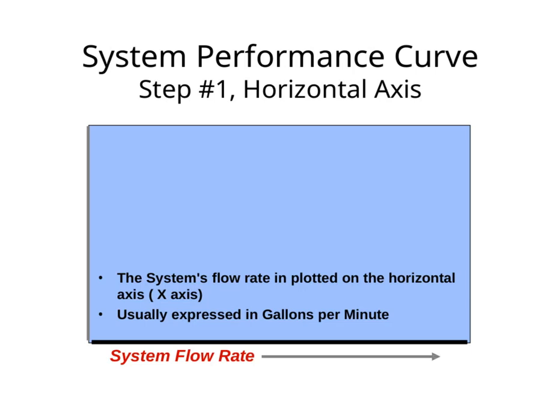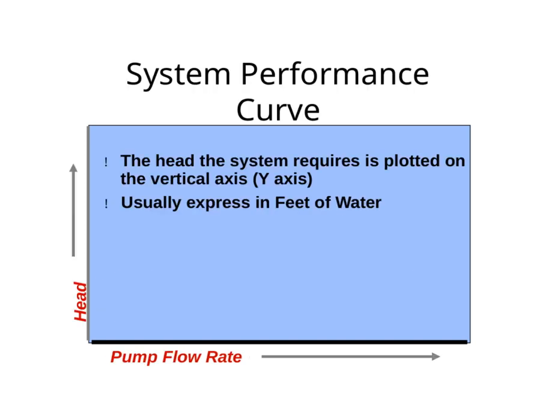Let's start by looking at the system's flow rate. This is what we plot along the horizontal axis, or x-axis. Flow rate tells us how much fluid moves through the system over time, and it's usually measured in gallons per minute. Understanding this helps us see how the system performs under different conditions. This is the first step in building the system performance curve, giving us a baseline to compare against other variables.